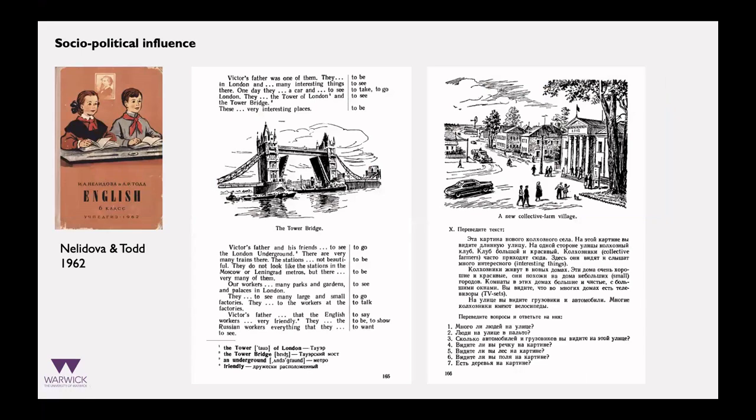We also have a kind of influence in terms of talking about other countries. So here's an example. There's a much longer text about this character's father going to London. And there are some interesting and quite funny bits that come up here. So for example, Victor's father and his friends went to see the London Underground. There are very many trains there, but the stations are not beautiful. They do not look like the stations in Moscow or Leningrad metros, but there are very many of them. So again, we're told that things are better in Moscow, in Leningrad. No matter where we live in the Soviet Union, things are better than perhaps in these capitalist countries.